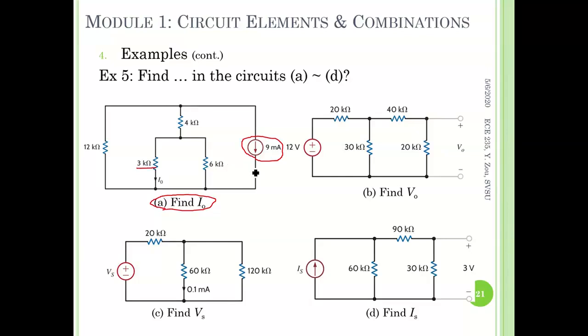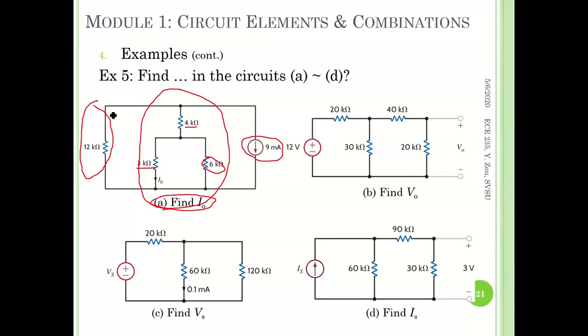So based on this thought, I start to work towards that way. So I'm seeing, first of all, the 3K and the 6K here are clearly parallel connected. So if I combine them together and then series with 4K up here, it becomes one single branch, which is parallel with this 12K branch.